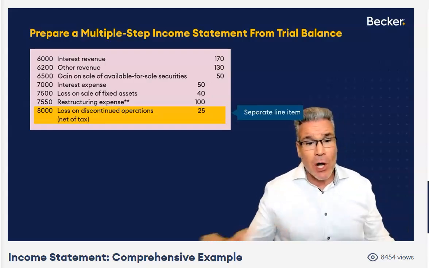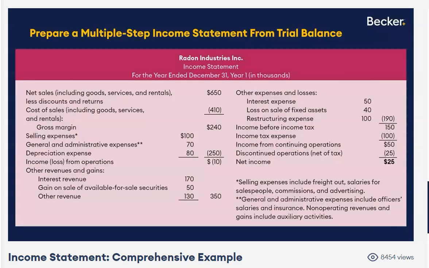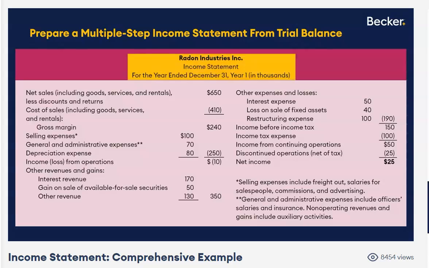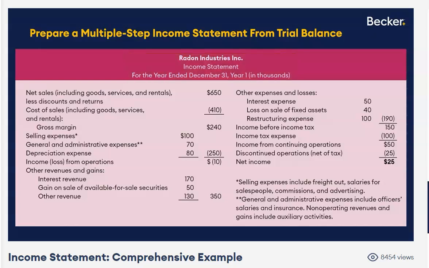So let's put it all together. Let's see what a multiple step income statement would look like. This is going to be your date for Friday night. Forget that Tinder. So here we go. We've got the name of the company, an income statement for a period of time. Now notice the top part is all of our core business, from our net sales down to our income from operations. This is what we do all day, every day.